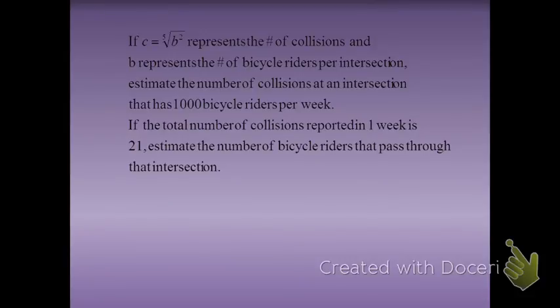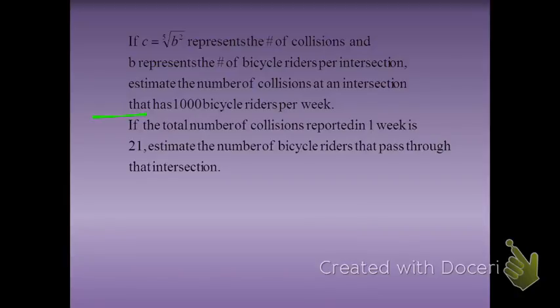Alright, so then we got a word problem here to finish off the lesson. So here we go. If c equals the 5th root of b squared, c represents the number of collisions and b represents the number of bicycle riders per intersection. Estimate the number of collisions at an intersection that has 1,000 bicycle riders per week. If the total number of collisions reported in 1 week is 21, estimate the number of bicycle riders that pass through that intersection. So hopefully you notice it splits into two problems. The split is right there.